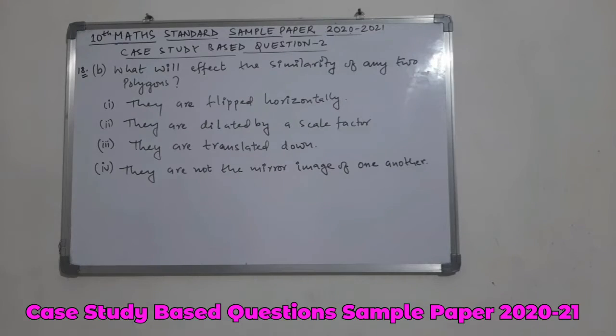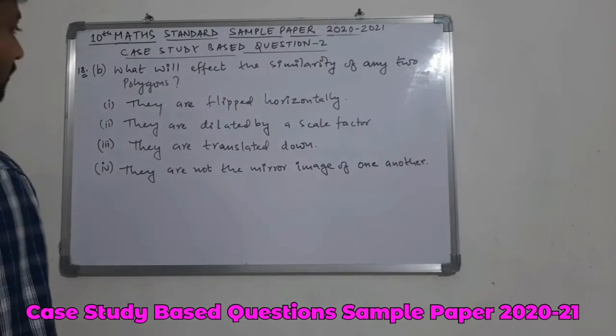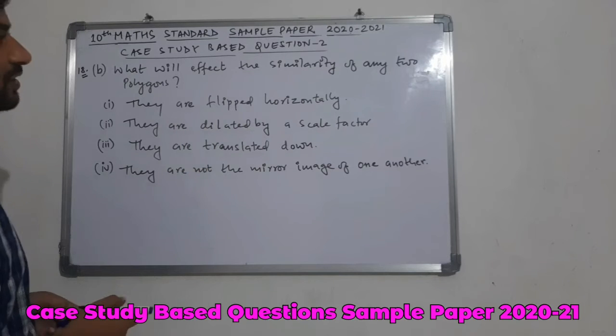Come to the second part of this question. 18 question B part. It is a very simple question. What will affect the similarity of any two polygons? Out of these four options, in which condition the similarity of two polygons will be changed, means the polygon will not be similar? The first option is they are flipped horizontally.